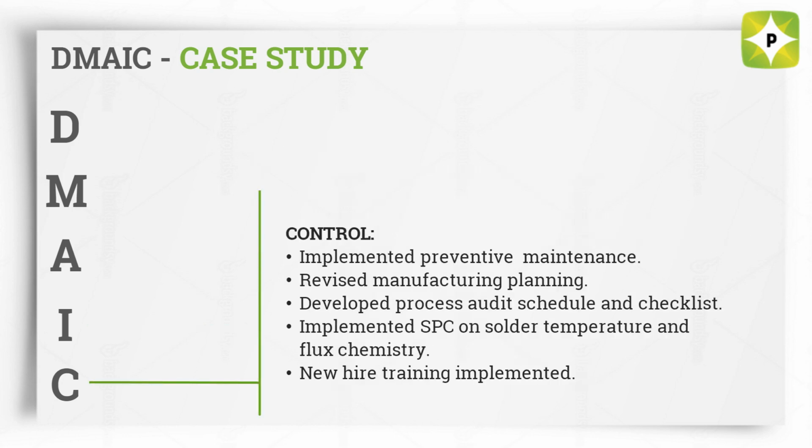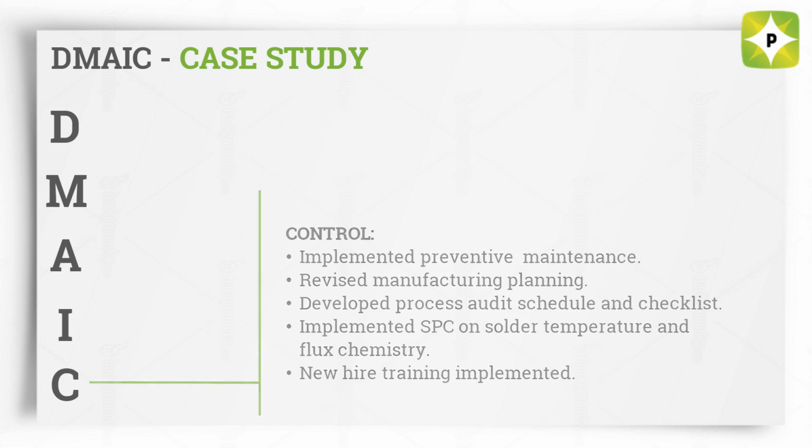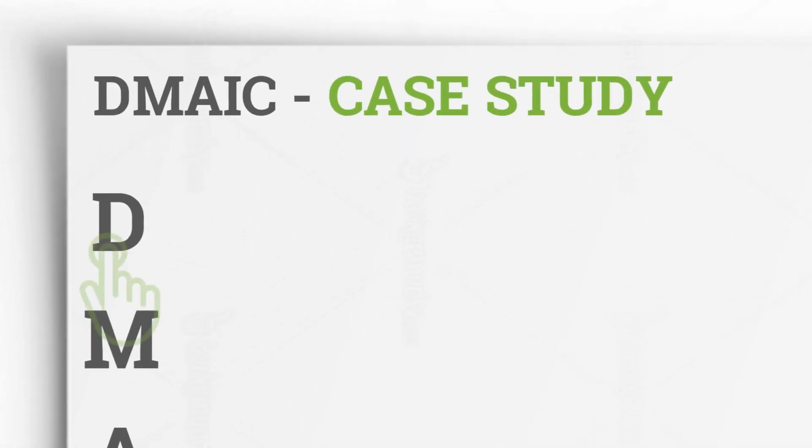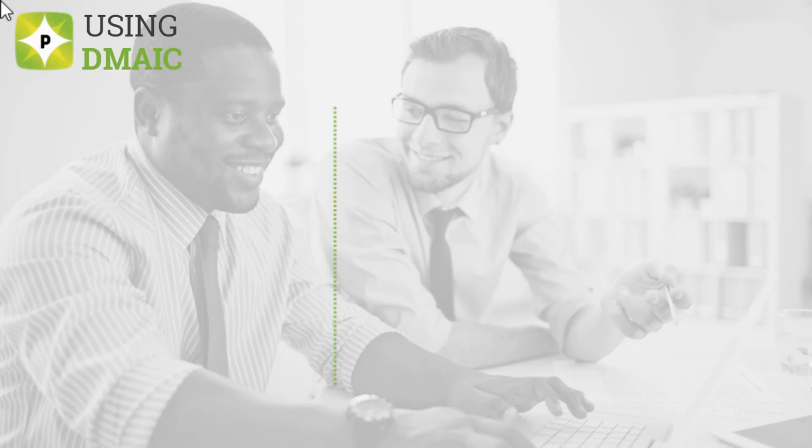Finally, control the new system. The team changed the preventative maintenance schedule and the manufacturing planning. They also developed new process audit procedures, implemented statistical process controls on key process indicators, and changed the ways new employees were trained. That was a ground-level look at DMAIC.